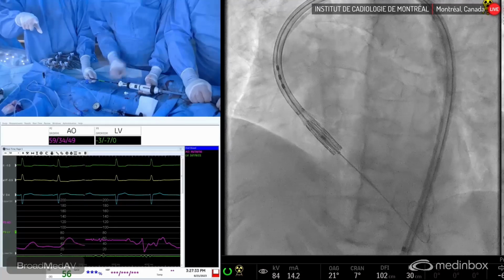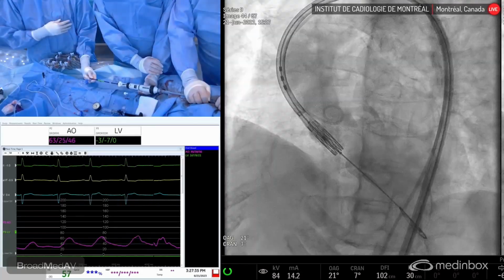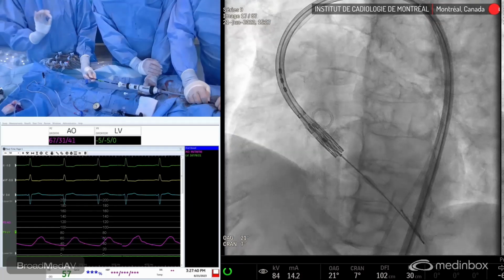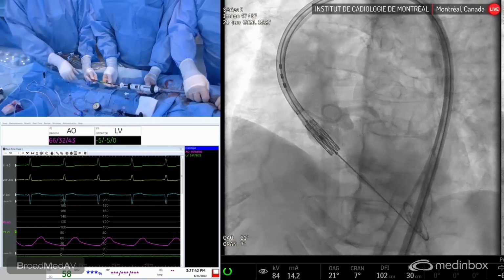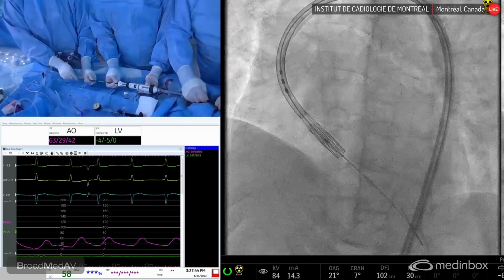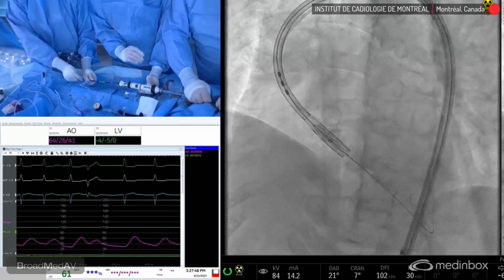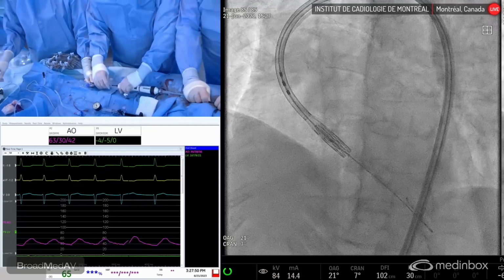On peut juste laisser jouer l'aorto, s'il te plaît. Yeah. Because we see the left main, so I think we need to advance it just a little bit more, which you probably already did, Fluoro. Just a little bit more. Perfect. Okay, so we're going to bring the pusher back.